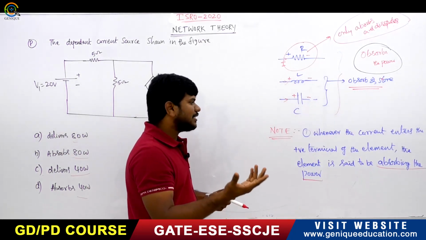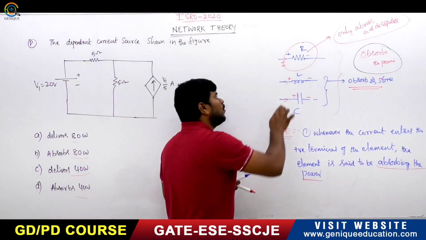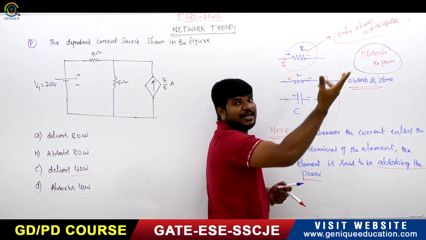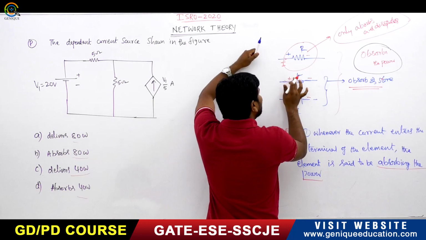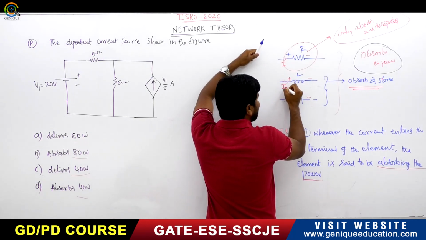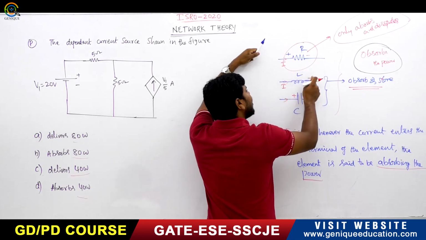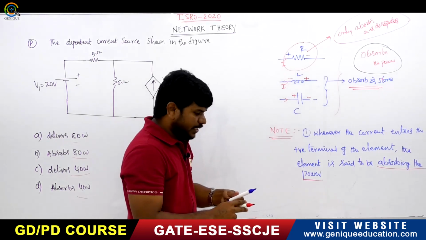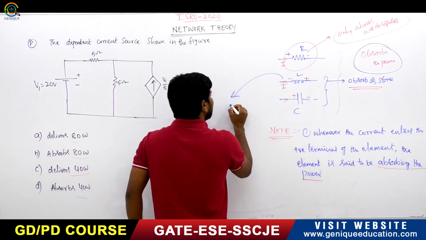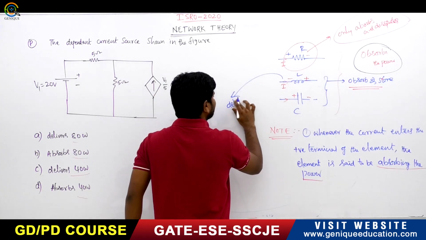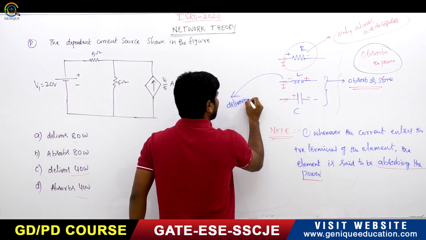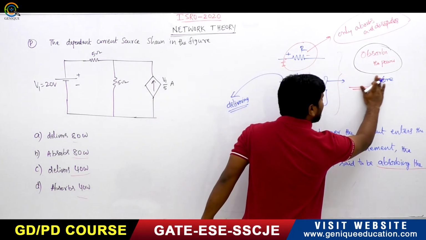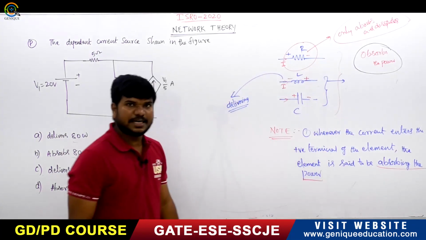If they start delivering the energy, they should not absorb now; they have to start delivering the power. So what will it be? The current will be in the same direction, but here the polarities will be changed for the inductor. This is the delivering inductor. Now it is not absorbing, it is the delivering inductor.